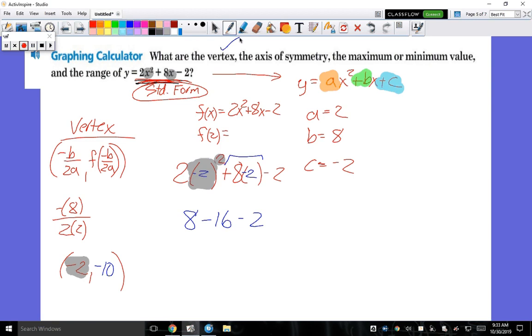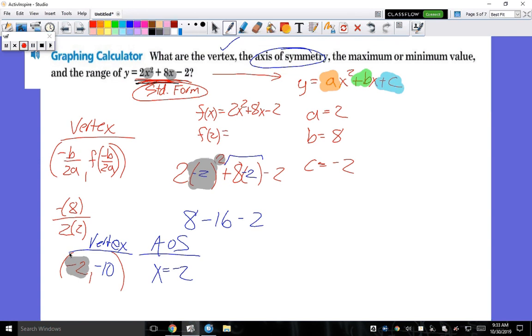So if we know the vertex, do we know the axis of symmetry? Yeah, what is it? Say it again? X equals negative 2. So this is the vertex. There's the axis of symmetry.